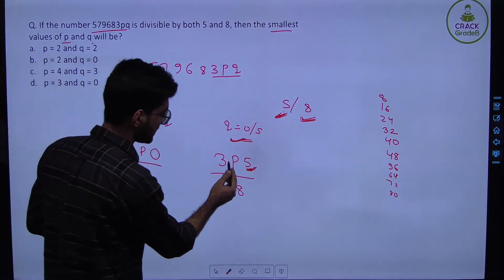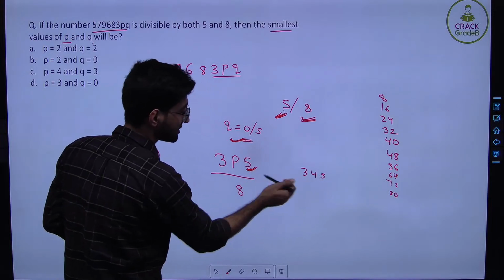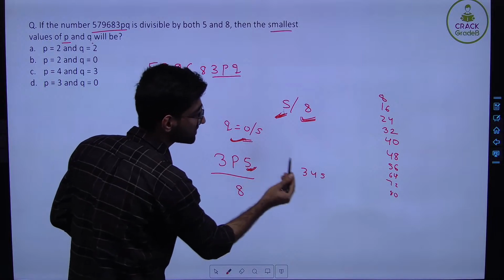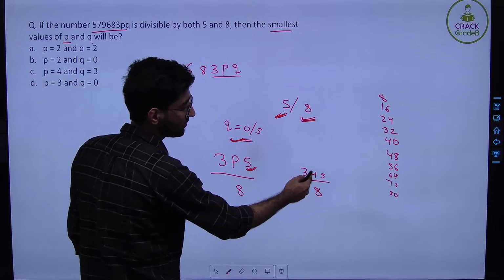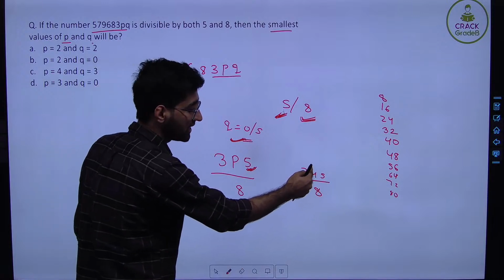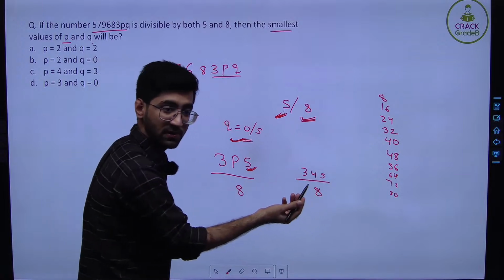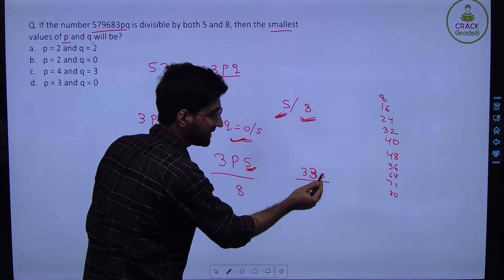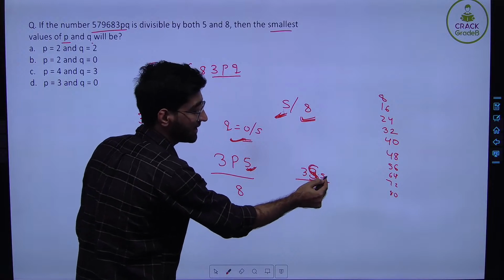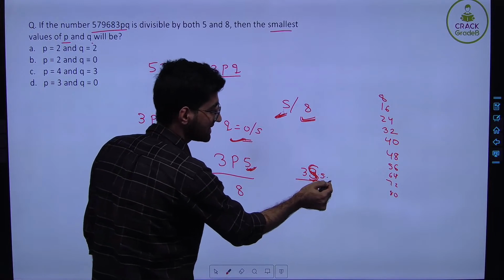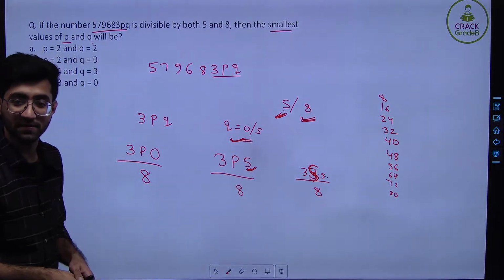Okay, try to think of one thing. Suppose the value of P is 4. In that case, 8 into 4 is 32, then 2, 5. 8 into 3 means again the remainder will be 1. Even if you make it 3, then it will be 15, right? Even if you make it 5, in any case, if you put the value of Q as 5, 8 is not going to divide it.